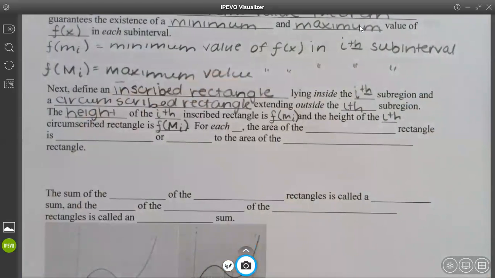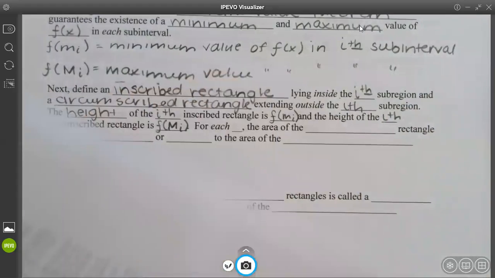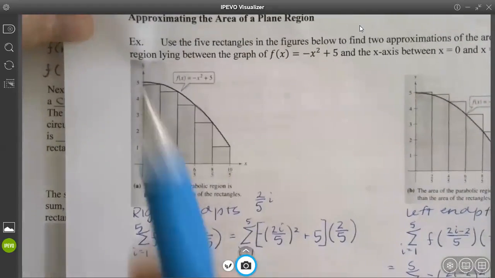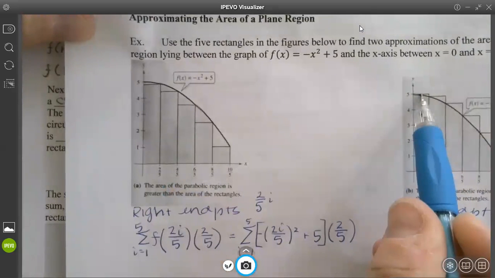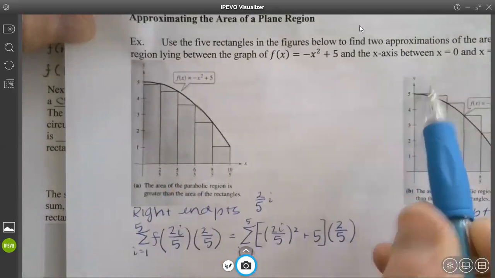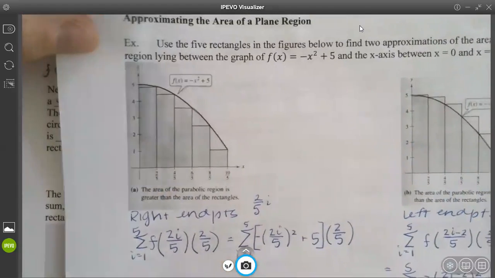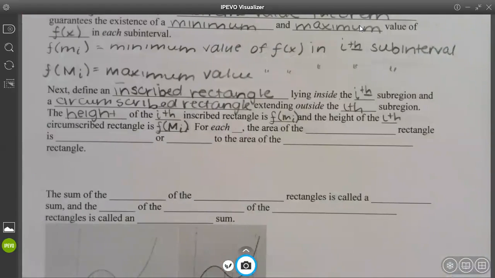All right, so one more time, if I flip back, you don't have to. This would be the minimum height of this rectangle. This would be the maximum height. That's all it's saying. So inside is going to be min, outside is going to be maximum, because it's an overestimate compared to an underestimate.